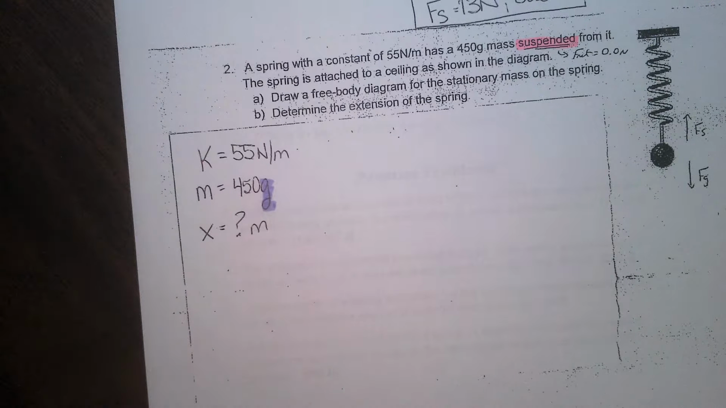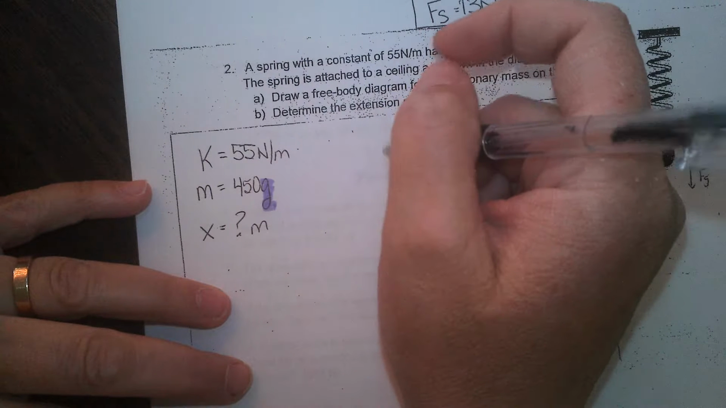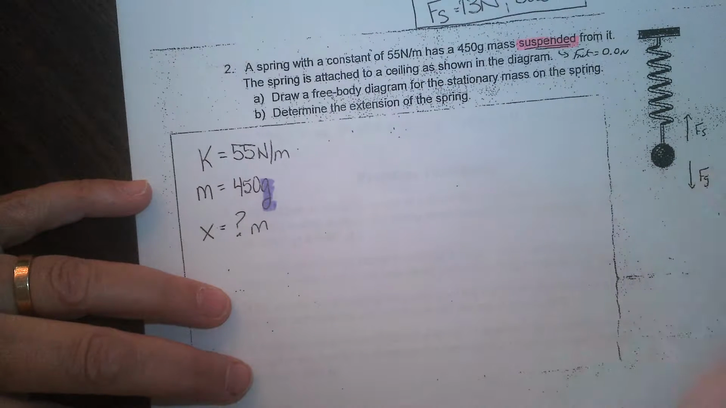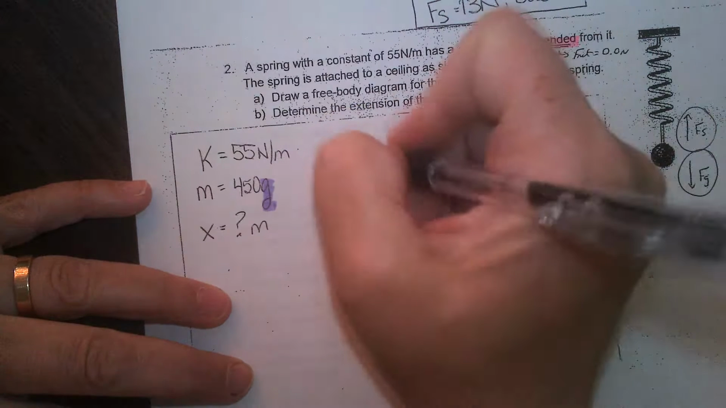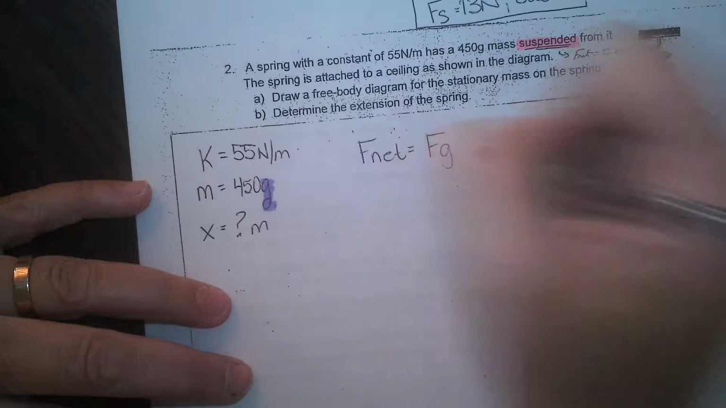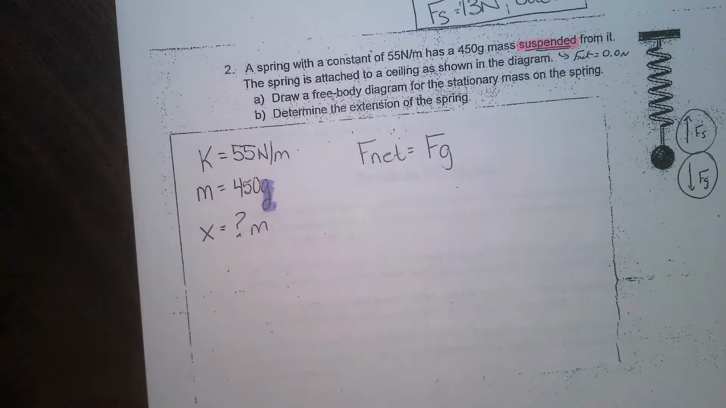So how do I solve that very original question? Determine the extension of a spring. Well, we know that if we're looking at forces, two different forces here, we would have force net is going to be equal to force gravity. Whoops, wrong one. Oh my goodness, Mrs. Pyre.